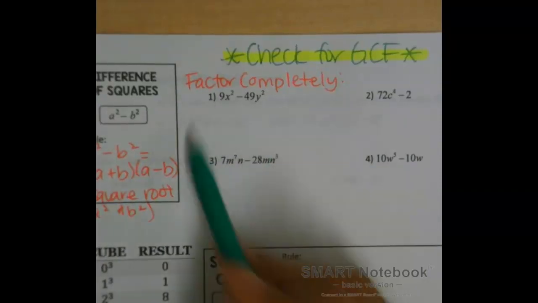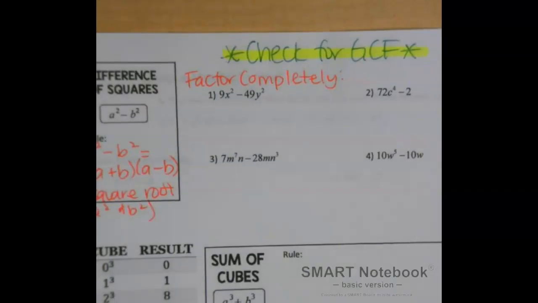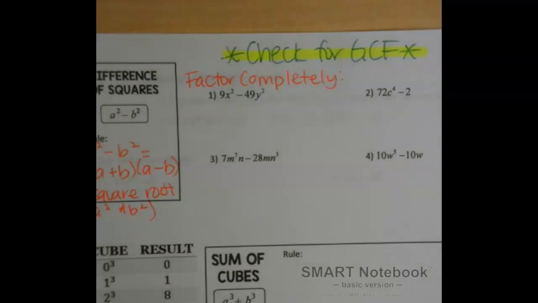So before we do anything with the first 4 questions, look at all of them with the person next to you. Is there a GCF you can factor out first? If there's not, you're good. But if you can factor out a GCF, do that first. Just the first 4, guys.